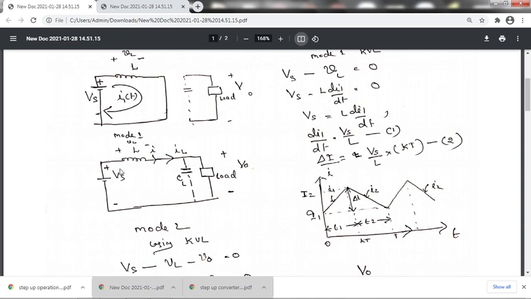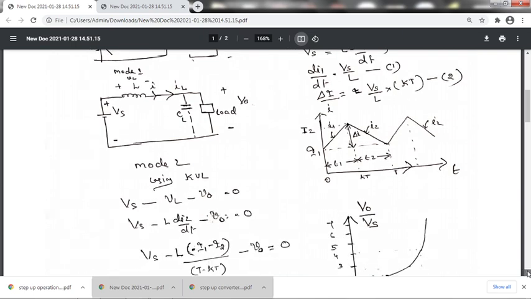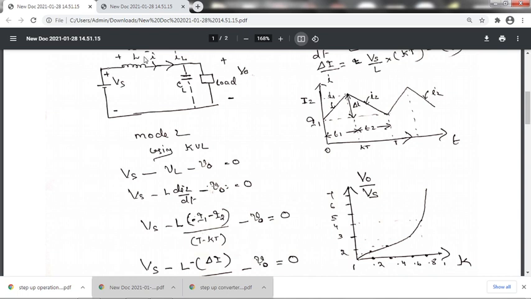this voltage along with the inductor voltage, both are added together and given to load. Okay, so if you apply KVL for this mode 2, Vs minus VL, that is the inductor voltage, minus V0 is equal to 0. We are always taking the leaving end as minus, that's the reason I have taken minus. Here the leaving end is plus, that's the reason Vs.